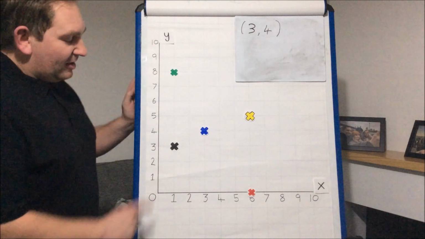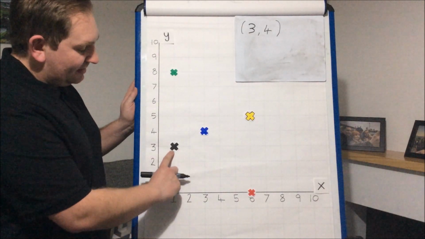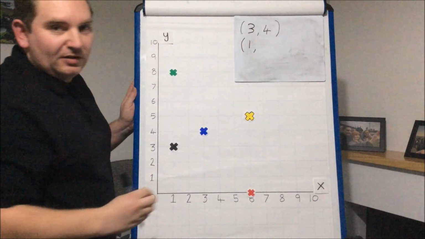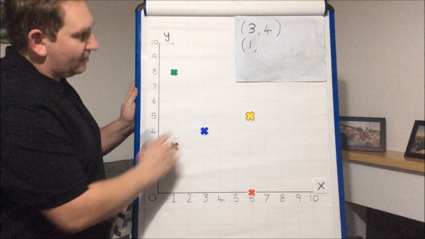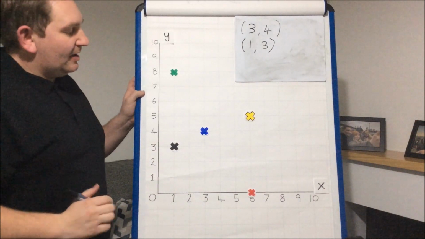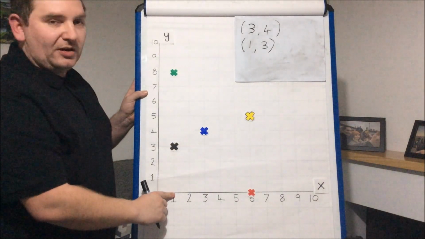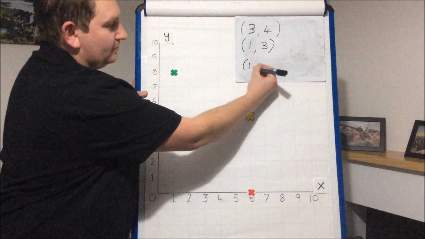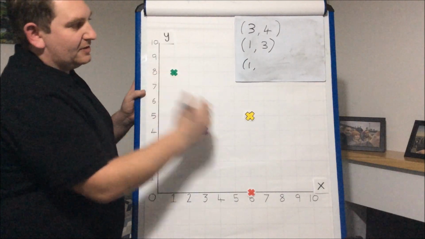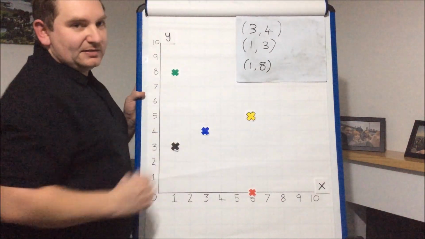Okay, so if we start with the black cross, along the corridor we get to 1, up the stairs we get to 3. So that means that we have 1 for our x-axis, and then we have 3 for our y-axis. If we go to the green cross, you'll notice that it is 1 along again on the x-axis, and then up the stairs we come to 8, which shows us that the y-axis is 8. So our coordinates for the green cross are 1, 8.